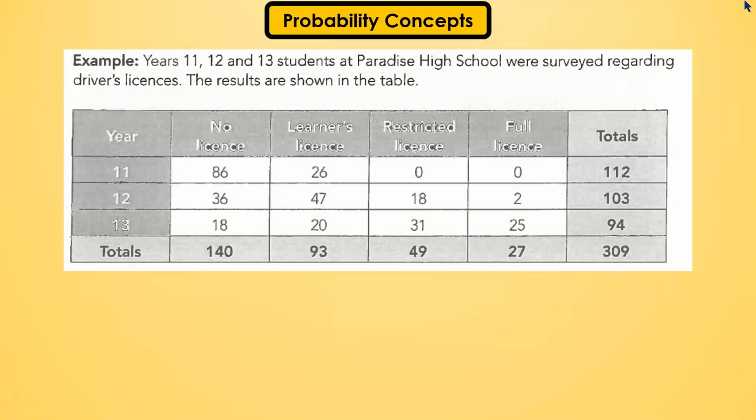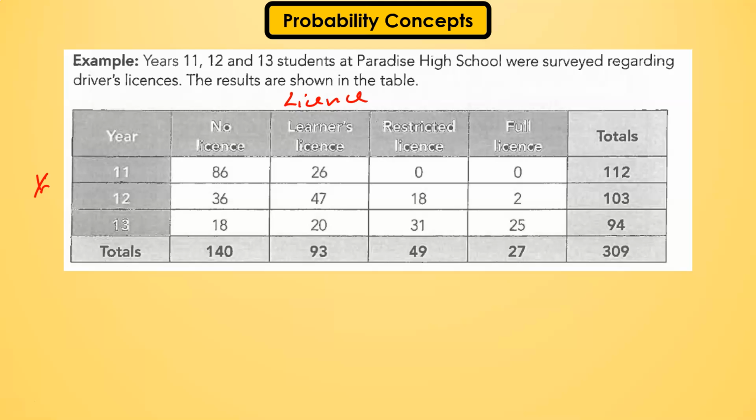If we look at this table as an example, it's a table of Year 11, 12, 13 students at Paradise High. We surveyed them regarding their driver's license. So there are two events: what year level they're in and the license that they have. There are three outcomes, 11, 12, and 13 for the year. And for licenses, there is no license, learner's license, restricted license, full license.